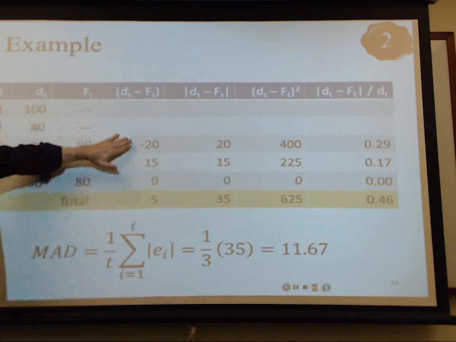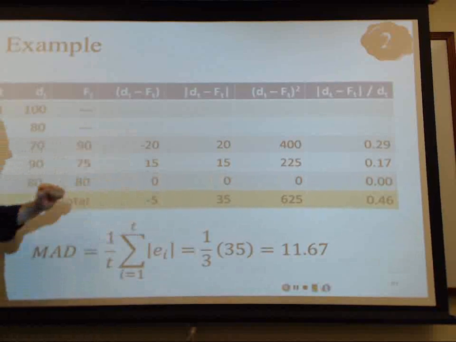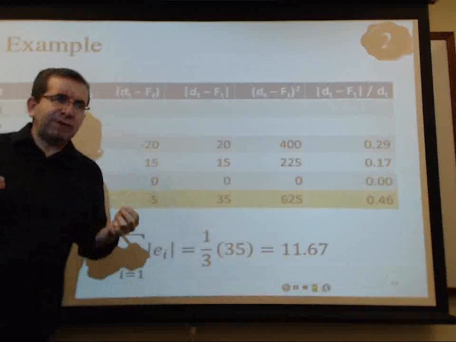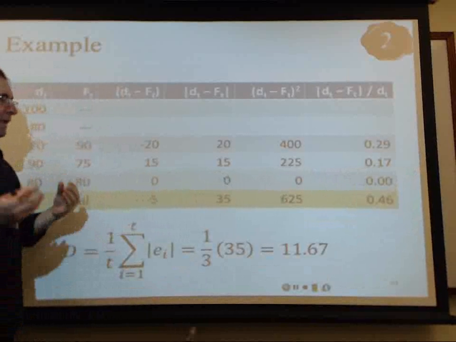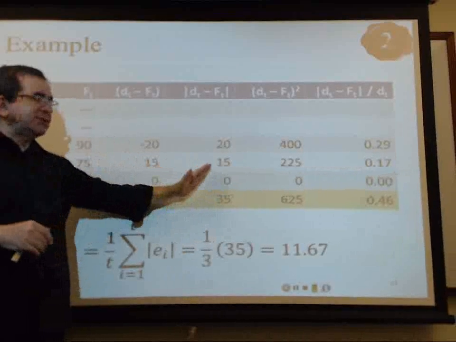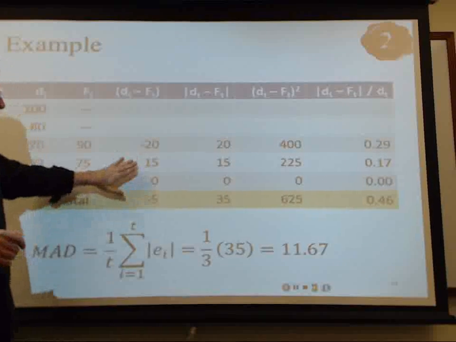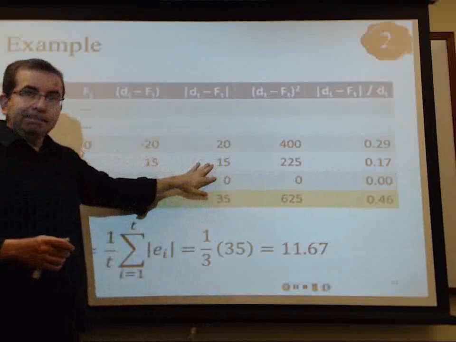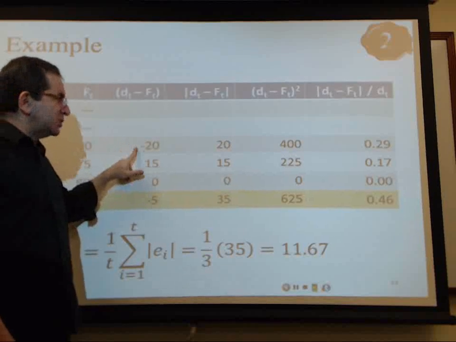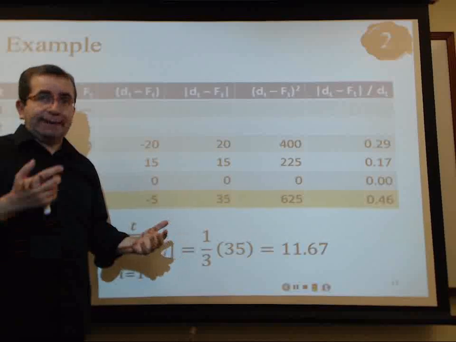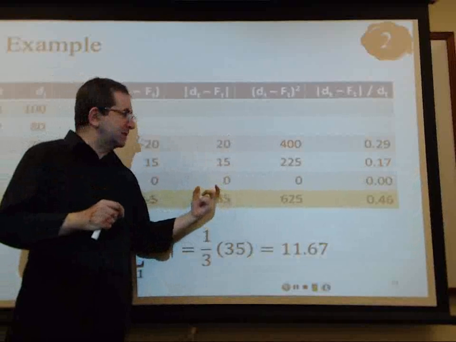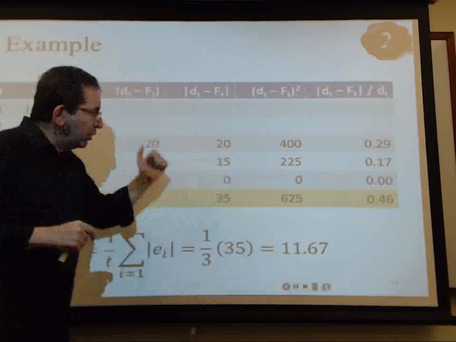Okay, so now we have calculated the forecast errors for each period. Now I take the absolute value. The absolute value function is very simple because negative numbers become positive, positive numbers stay positive. Okay, so nothing happens to 0 and 15, they stay the same, but when you apply the absolute value function to minus 20, it becomes plus 20. Okay, so this is how much off I am from the forecast. It doesn't matter which direction, it's all positive.